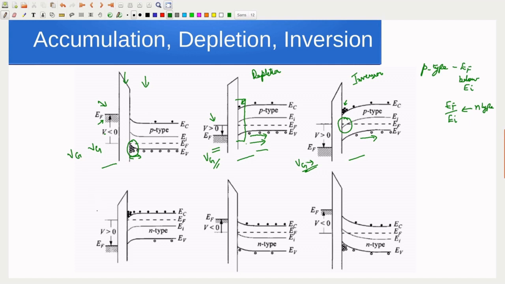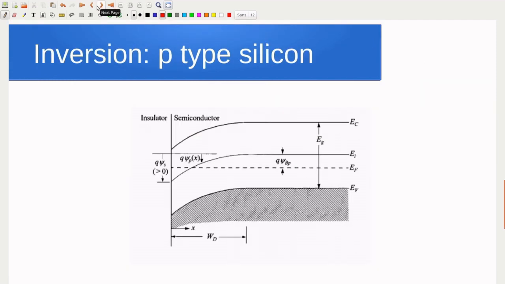The same thing can be discussed for n-type, which we are not going to do because the action is similar to that of p-type. The only thing is that the applied gate voltage is in the opposite order. In case of accumulation, we are having a positive voltage applied at the gate in case of n-type. And on applying negative voltages, we have the depletion and the inversion. Now let's see the inversion of the p-type silicon in more detail.